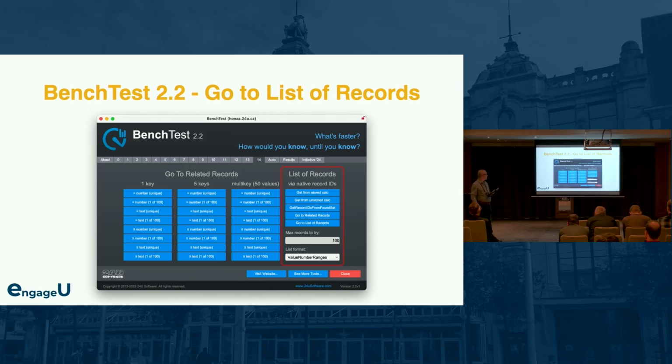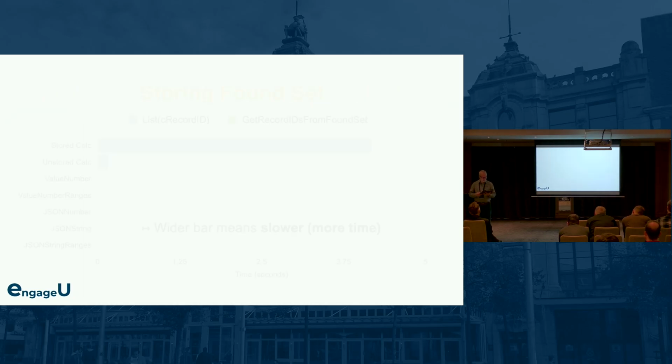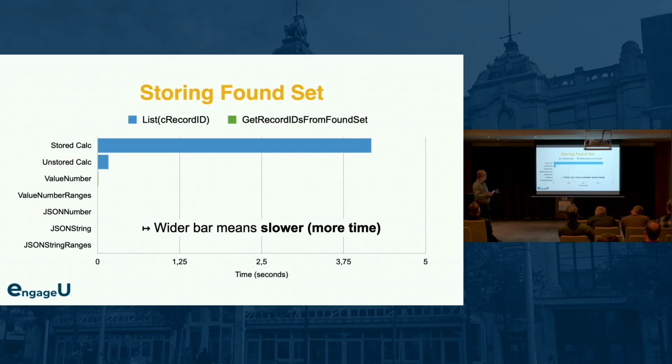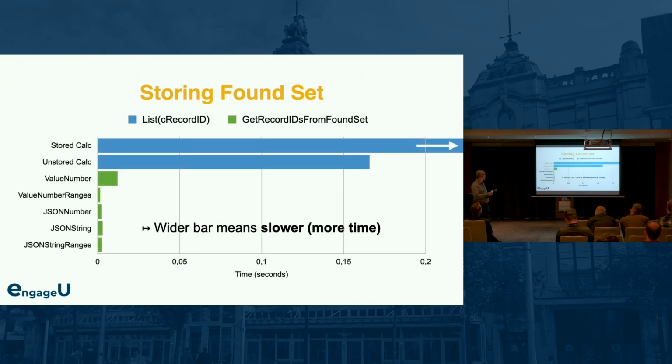So for this purpose, in the bench tests, I also added a few tests specifically targeting Go to List of Records. And these were the results that I got comparing it to the fastest methods that we had until now. Without the new features, for getting a list of records over relationships, the fastest way was having an unstored calculation in the target table that gives you the record ID, and getting a list of those record IDs. That was the fastest until FileMaker 21.